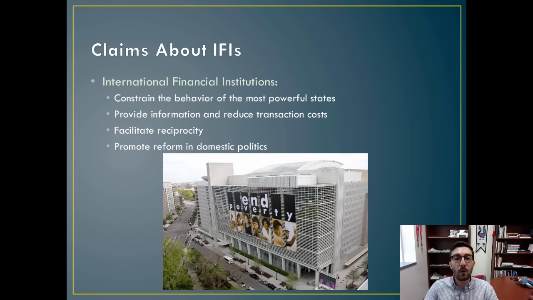And they may promote reform in domestic politics, in that as countries realize that they want to gain more of a foothold in these institutions and have access to their resources, the individuals in those countries may compel their leadership to make certain changes that would make them more amenable to receiving foreign finance and other forms of assistance.